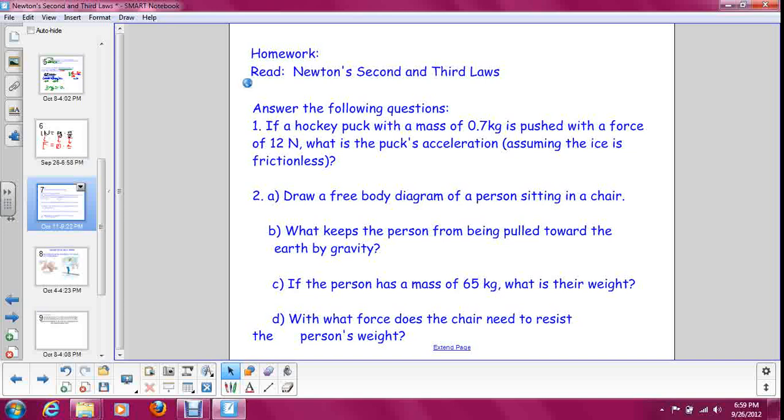Two, draw a free body diagram of a person sitting in a chair. What keeps the person from being pulled toward the earth by gravity? If the person has a mass of 65 kilograms, what is their weight? And with what force does the chair need to resist the person's weight?